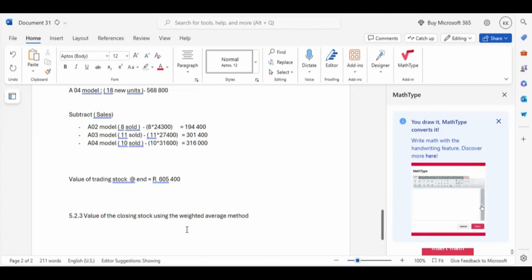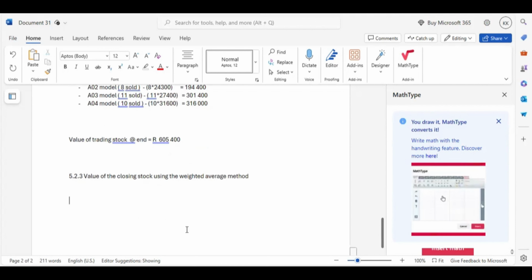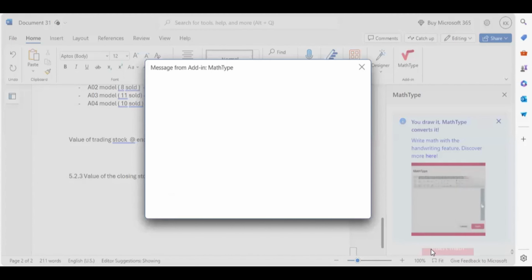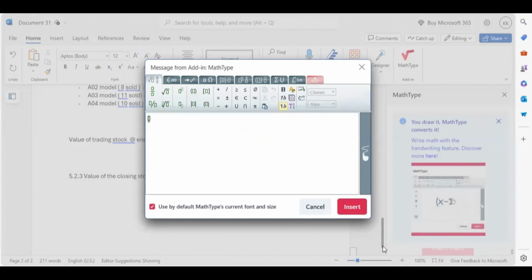Now remember, with regards to your weighted average method, I said that you need to calculate an average price, and that average price is the price that you're going to use to calculate the value of your trading stock at the beginning or the value of your trading stock at the end of the year, right? Now, what is the formula to calculate your average price? Okay, let me just do this. Now, the formula to calculate your average price, right? So this would be what?